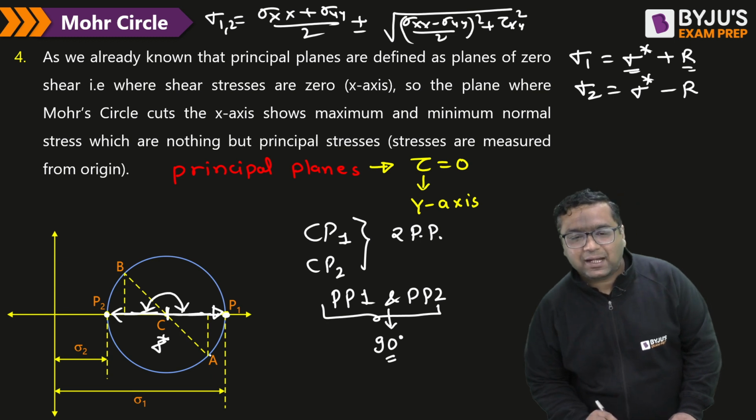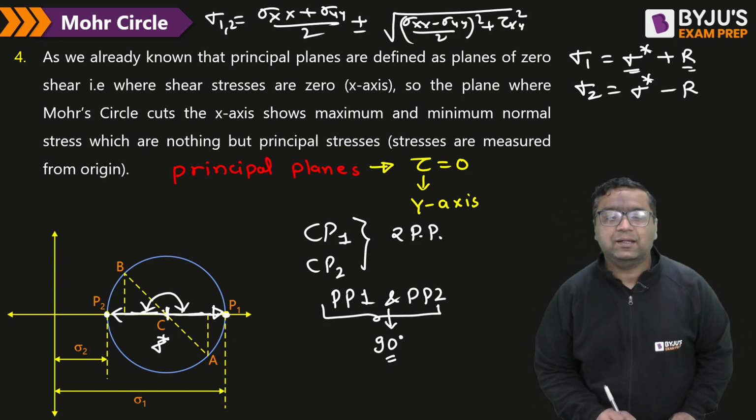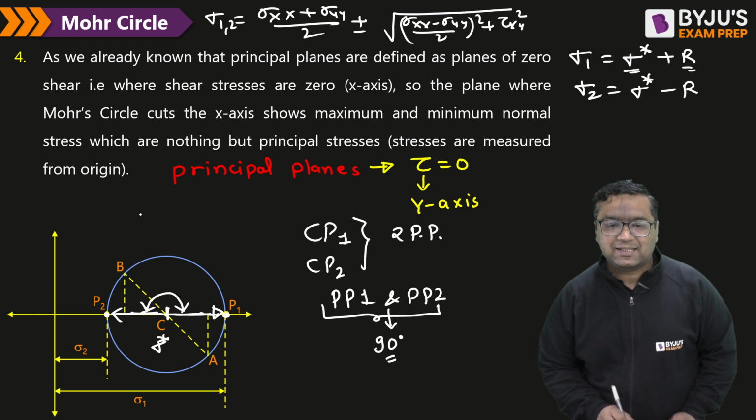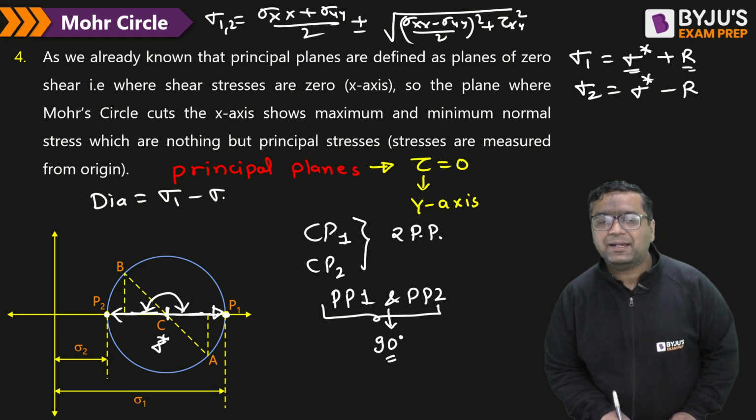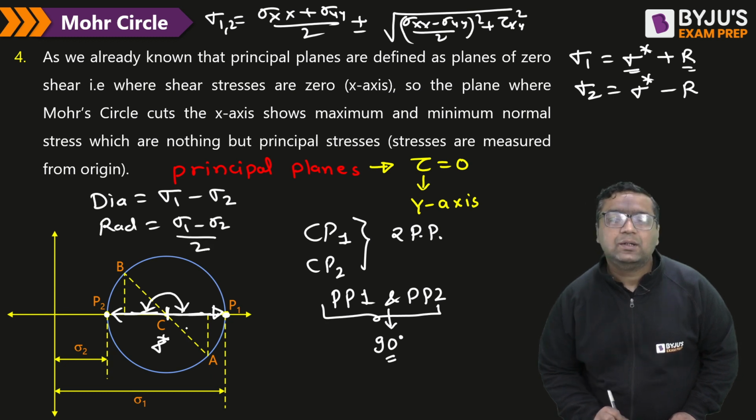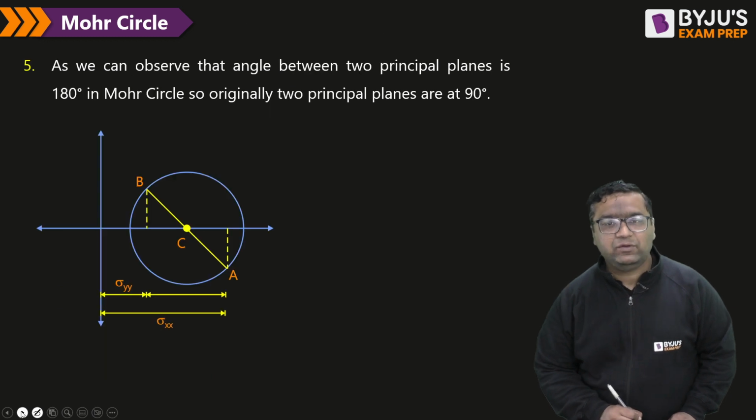So guys, you can also see one more thing: the diameter of the Mohr circle can be written as sigma 1 minus sigma 2. So radius can be written as (sigma 1 minus sigma 2) by 2. So we got one more expression for the radius from here.